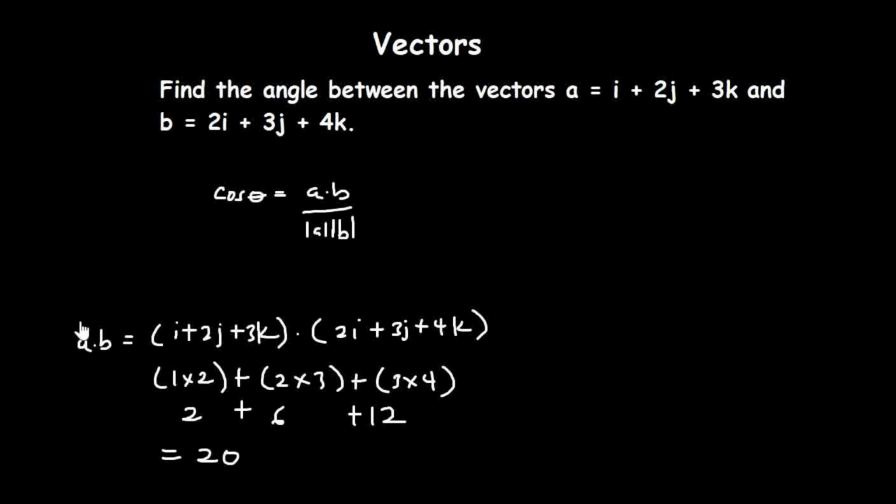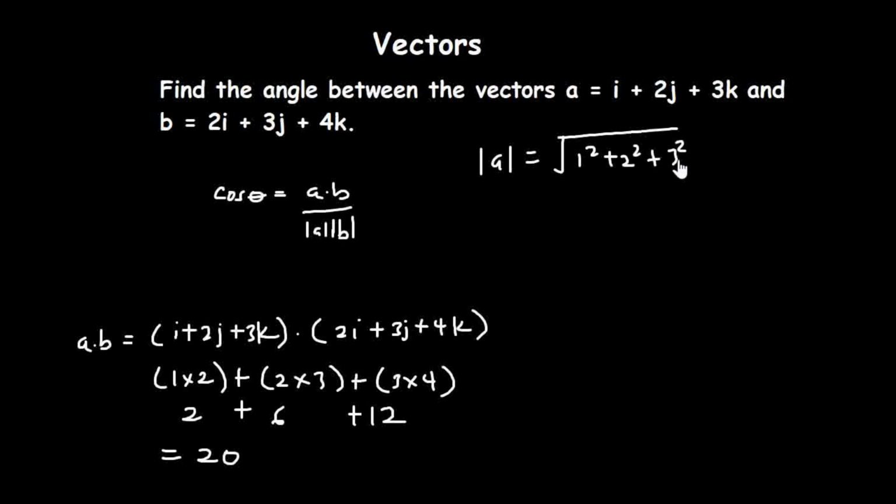This dot product is sometimes known as the scalar product. So if the question says find the scalar product, you should know it is the same thing. Now that you know the dot product, what you have to find is the magnitude of the vectors. The magnitude of vector A will be equal to the square root of 1 squared plus 2 squared plus 3 squared.